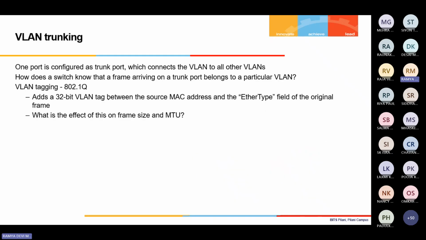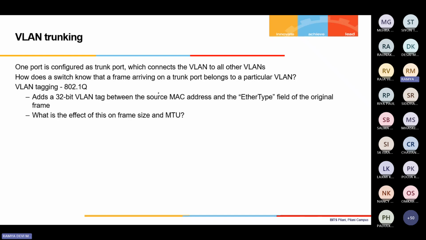So what is the purpose of trunking? A trunk port is configured on a switch to carry the traffic for multiple VLANs, right? The trunk link will connect switches, or connect the switch to a router for inter VLAN communication. So the switch will determine the VLAN to which we are sending.